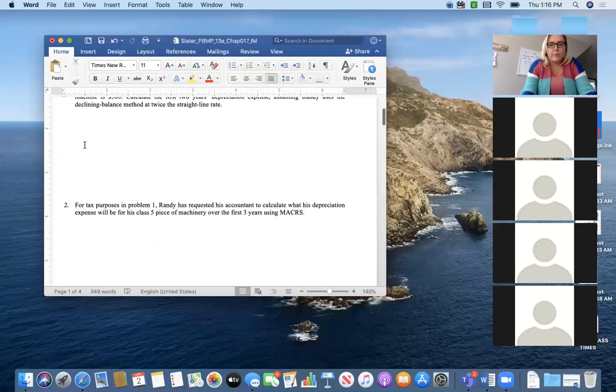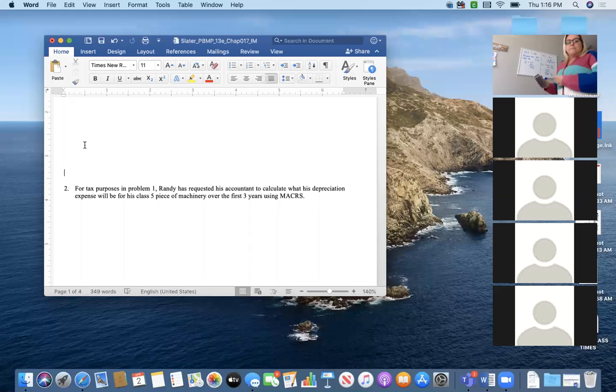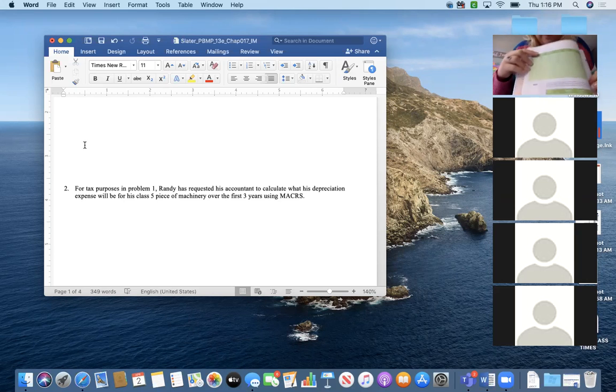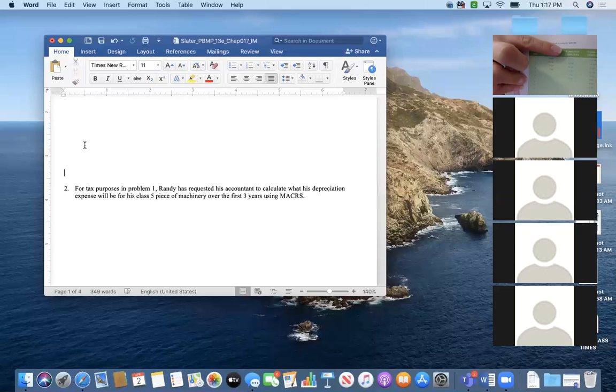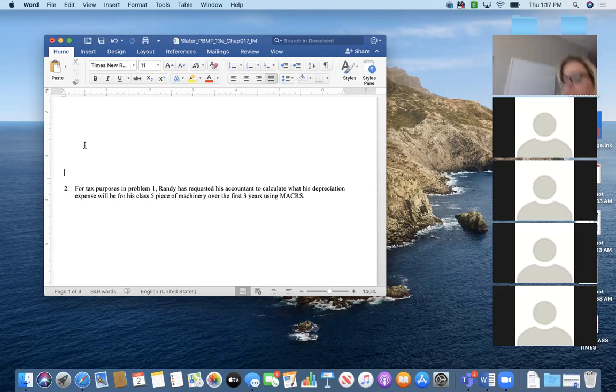In the second example, it says he's going to use MACRS. And it says that he's going to have 5-year class 5 equipment. So if you look at the MACRS table in your book, 17.5, we're going to look at that 5-year column, and you have numbers listed there. That is the amount of depreciation that you take for each year.